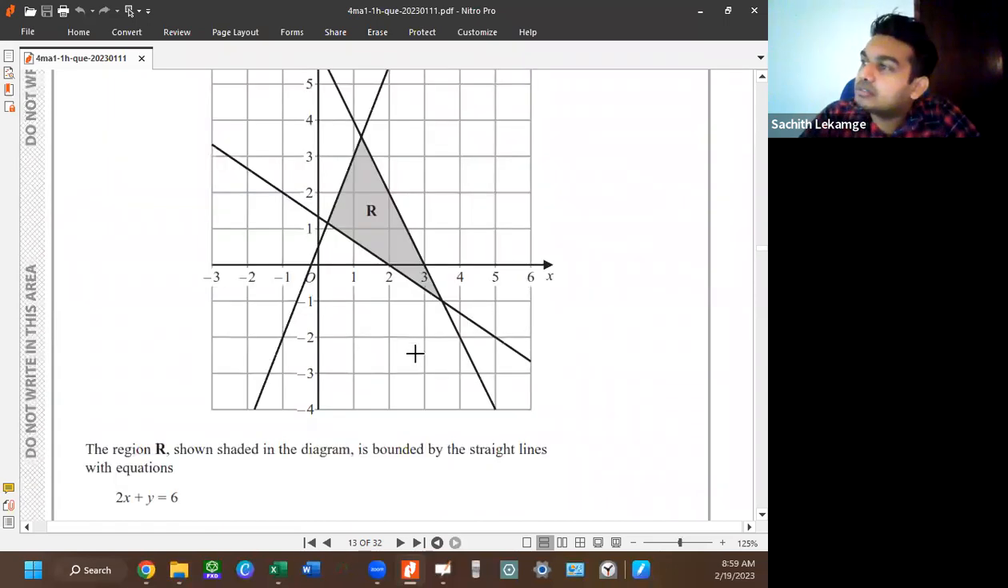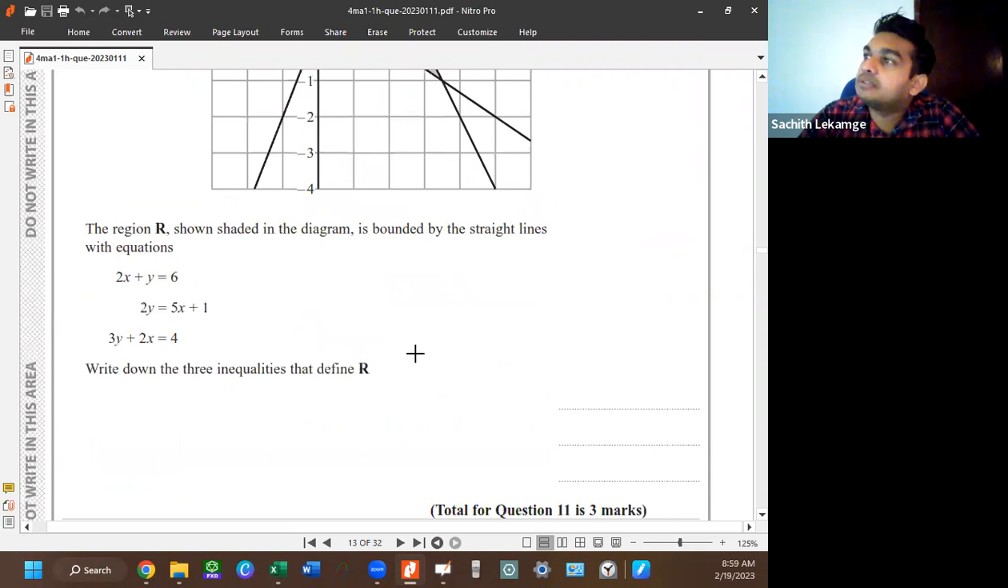Region R is shown on the graph with lines and equations. Write down the three inequalities that define R. Okay, that's a good one. We'll do it.